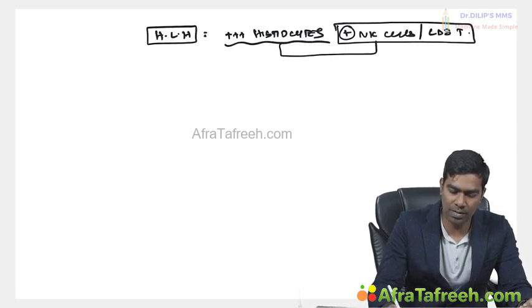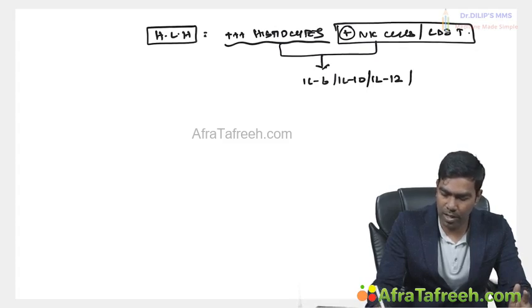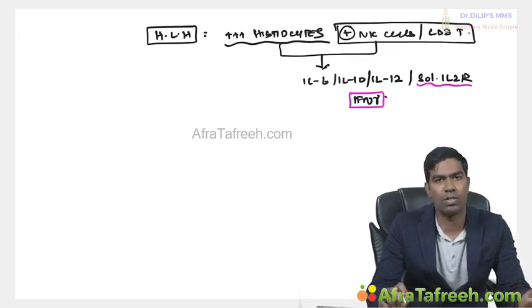So there will be a massive cytokine storm, which will result in secretion of a lot of cytokines like interleukin 6, interleukin 10, interleukin 12. Then you have soluble IL-2 receptor and interferon gamma. Among all these, the most important key element is interferon gamma plus maybe soluble interleukin 2 receptor. These are two things that are important for HLH pathophysiology.